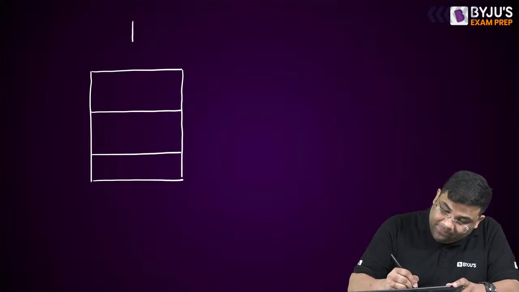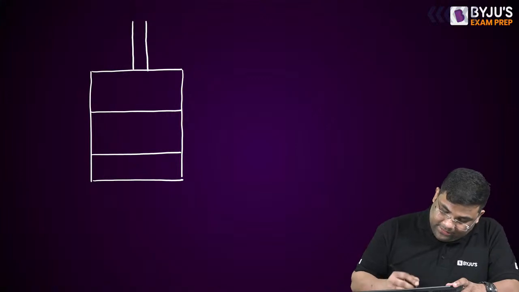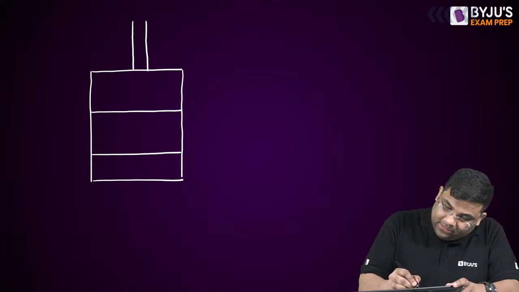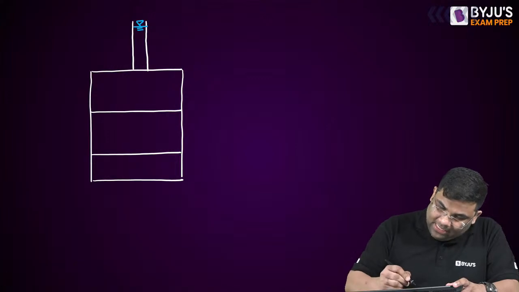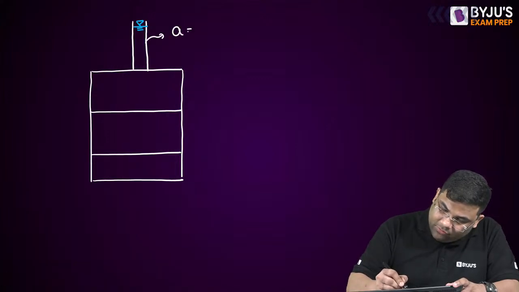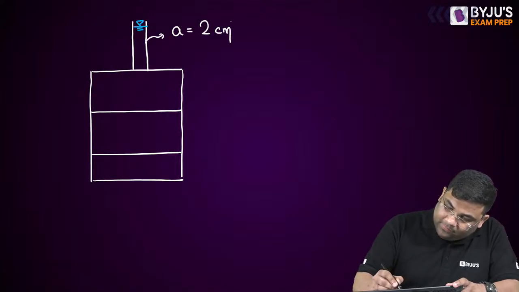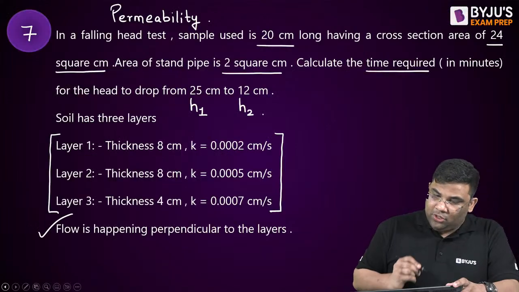Now, we have a standpipe. We know the setup of a falling head test. We have a standpipe, and the standpipe area is how much? It is given, small a is equal to 2 centimeter square.